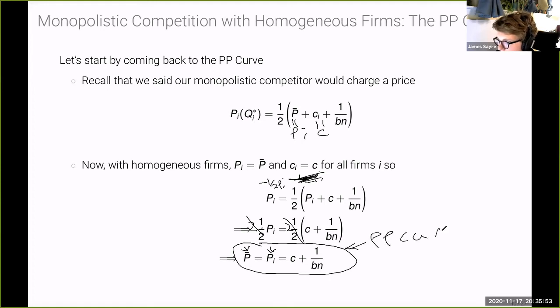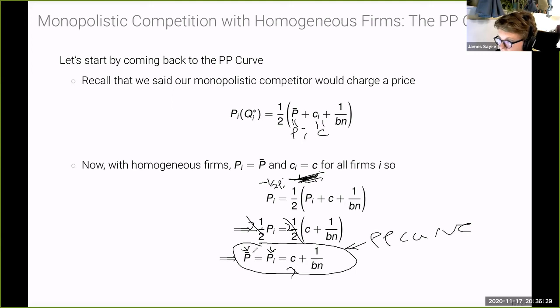I'll take a moment to stop here and say, this is the PP curve when we assume that all firms are homogeneous. And this is what we'll frequently call the PP curve, because almost always we'll assume the firms are homogeneous. So this is the PP curve, and what does it say? It's telling us the price that each firm is going to charge. And it's going to be a function of whatever its marginal cost is.